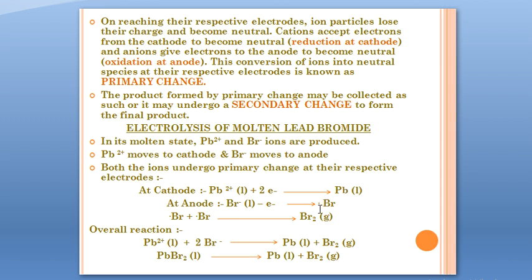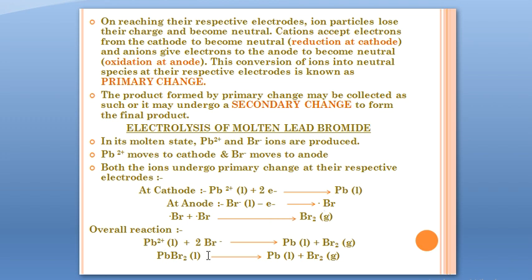But bromide radical is highly reactive. Two radicals will combine and form a molecule of bromine. Now this third reaction is a secondary change. As I said, in some cases final product is formed after primary change only, and in some cases we need a secondary change. This third equation in case of this example is the secondary change, right?